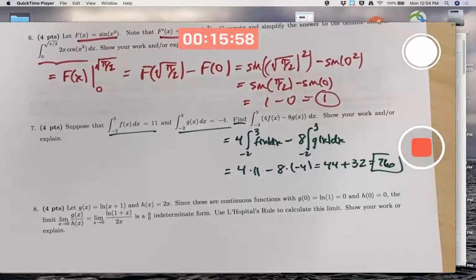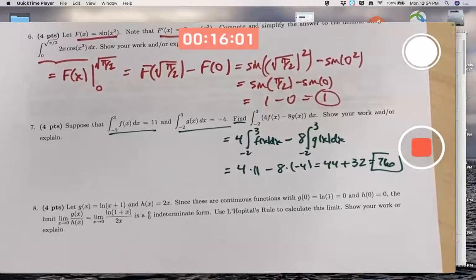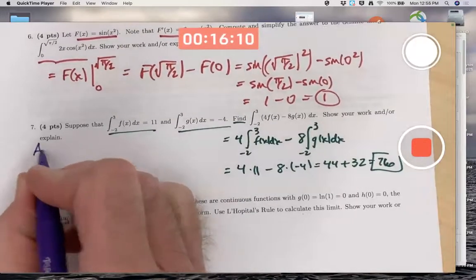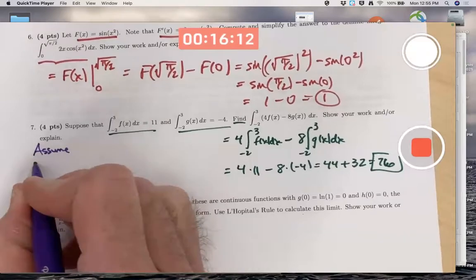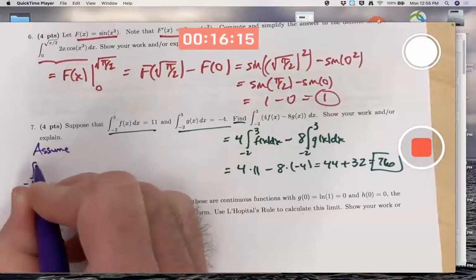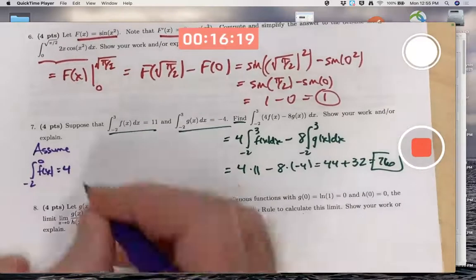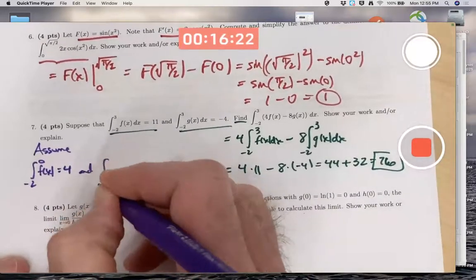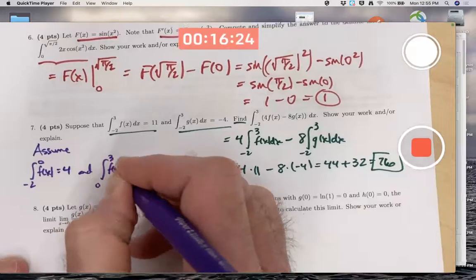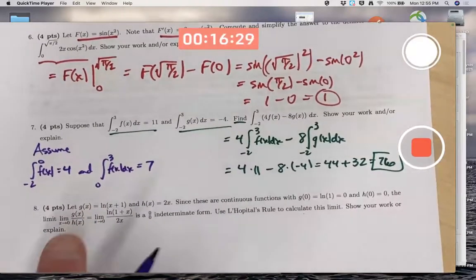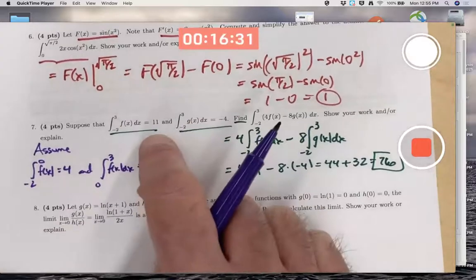By the way, I didn't do this, but I'm not ruling it out for your exam. Sometimes you should know other properties of integrals that could be useful here. I could have said, assume that the integral of f from 2 to 0 is maybe 4, and the integral of f from 0 to 3 is 7. I could have started with those two pieces of information instead of this one.